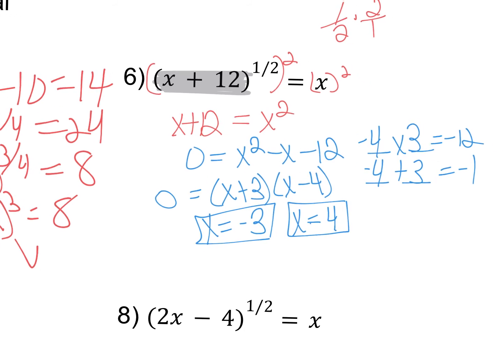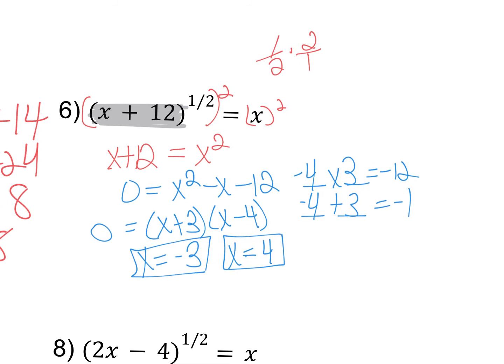So if we go back up to our original equation, and put in -3 first. So I'm going to erase this here. If I put in -3 first, I get -3 plus 12 to the 1/2 equals -3.